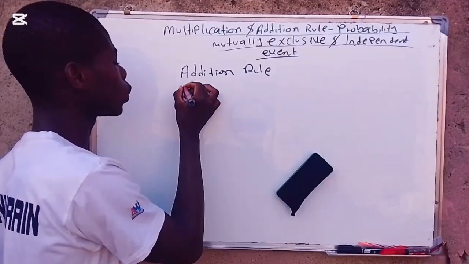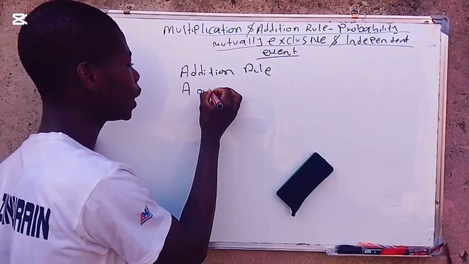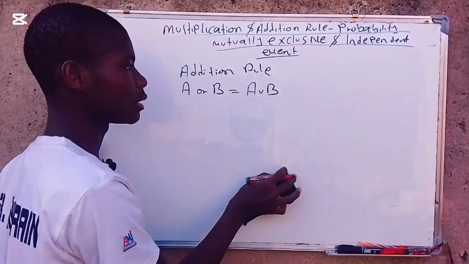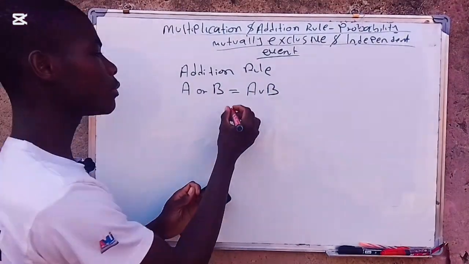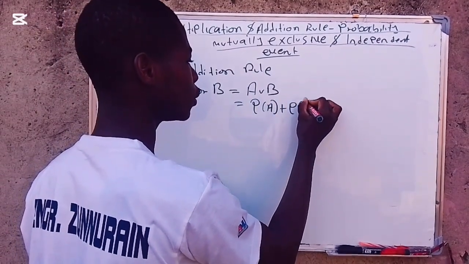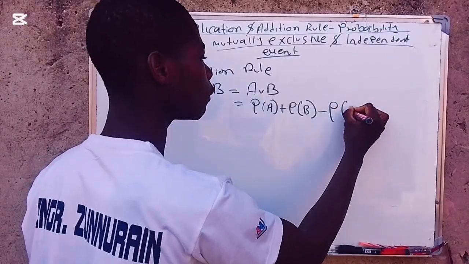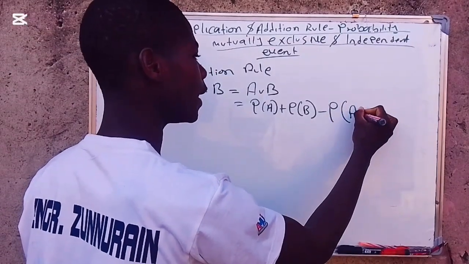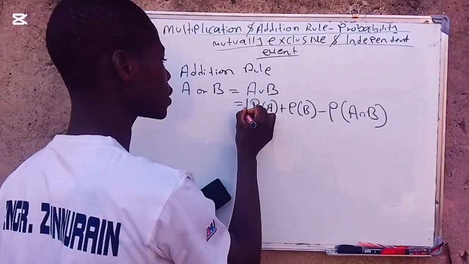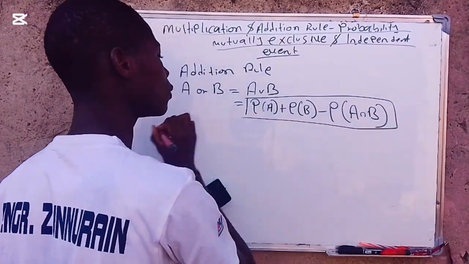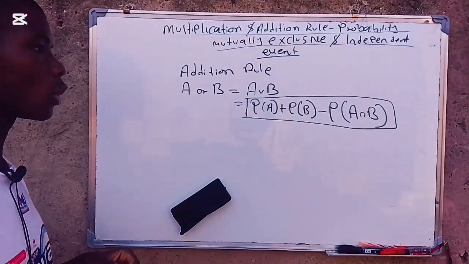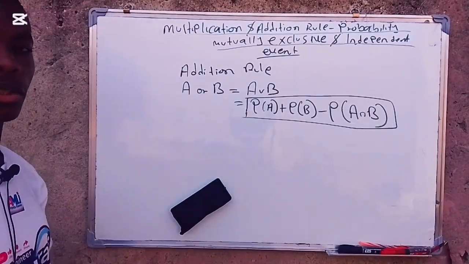In the addition rule we have A or B. So A or B is the same thing as A union B. And therefore, A union B is the same thing as saying the probability of A plus the probability of B minus the probability of A and B. So you have to write this down because it is a formula you will use in solving different kinds of questions under the addition rule of probability.